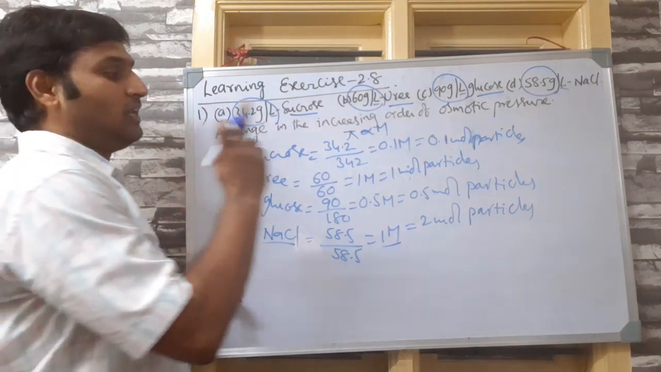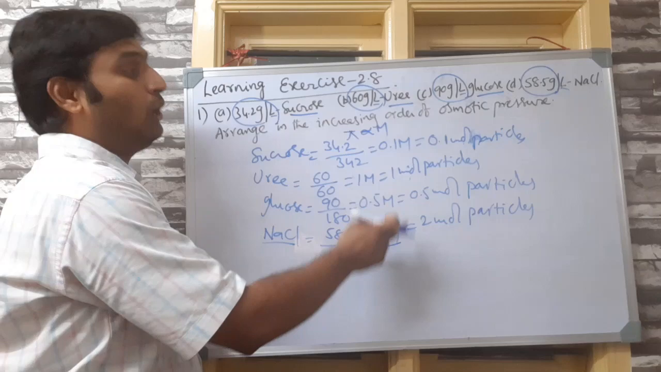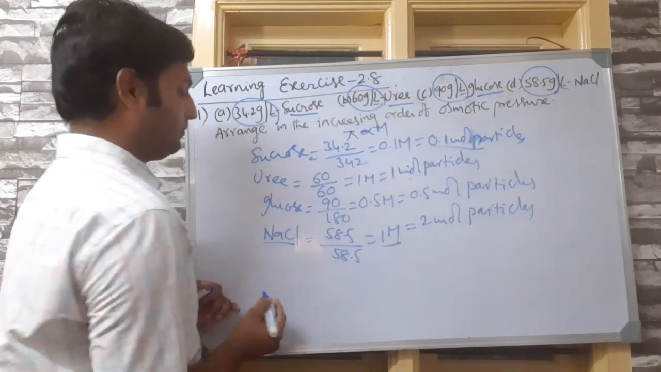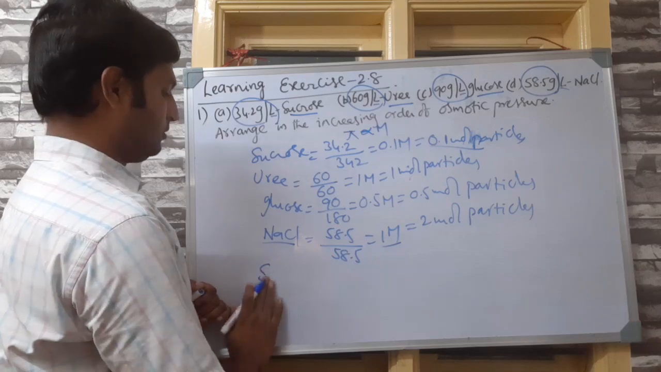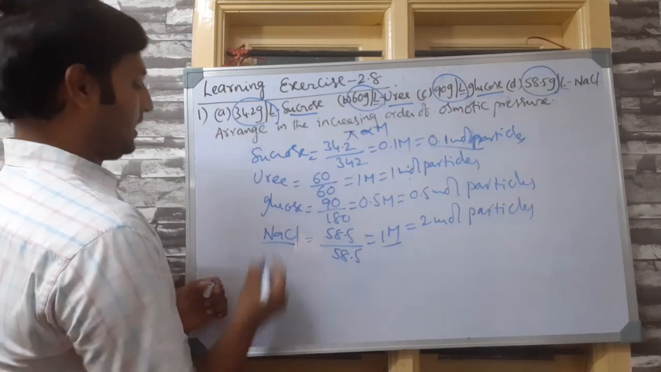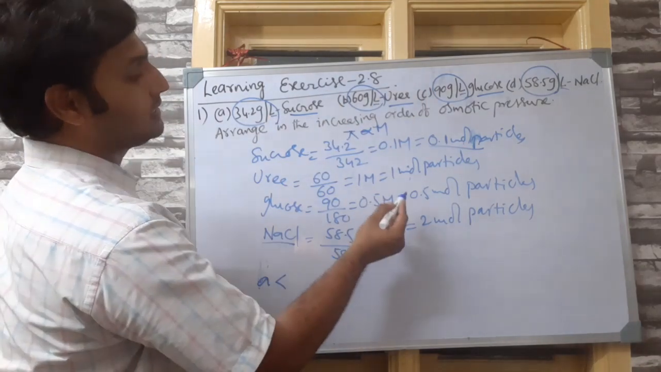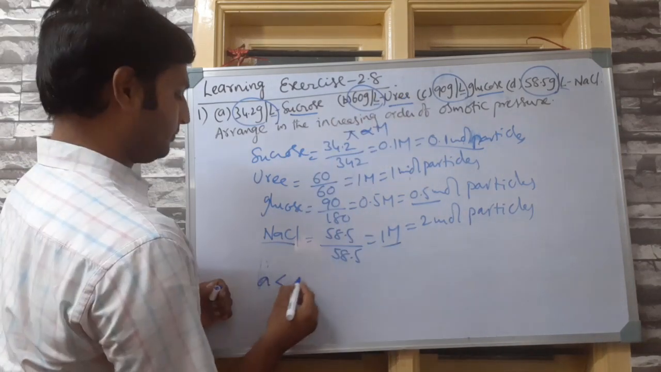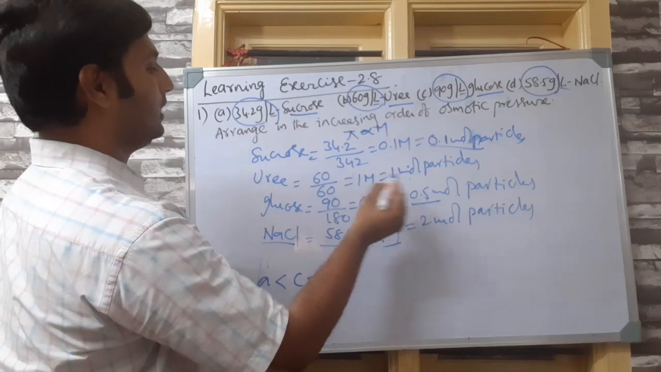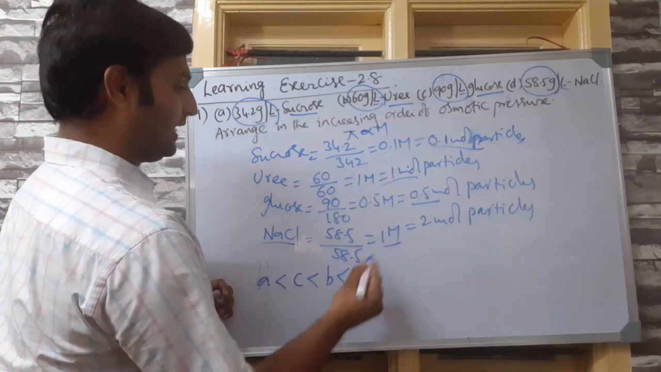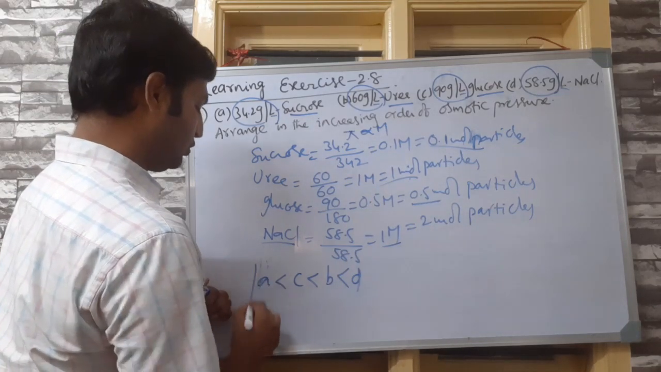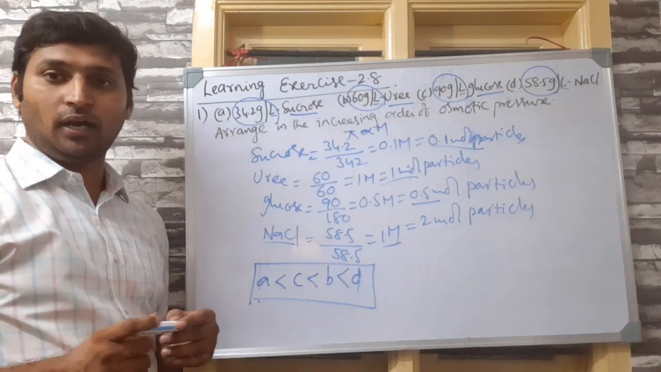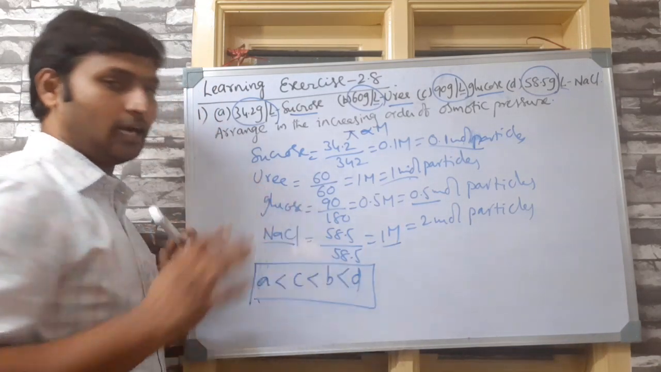Now, the one with least number of particles will show least osmotic pressure. You want increasing order. Least is this one. So I can take A less than, second lowest is this one, glucose, which is C. C less than, third lowest will be B, and highest will be D. So A less than C less than B less than D will be your answer for the increasing order of osmotic pressure.